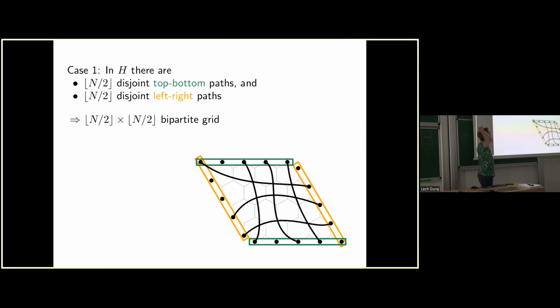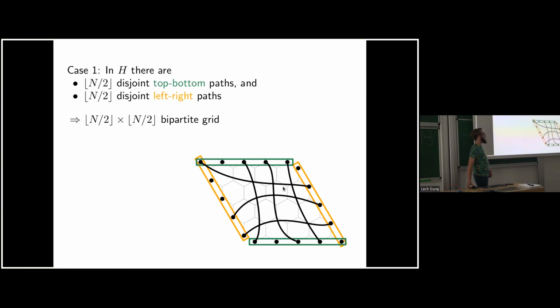So now we have two possible cases. The first case is that we can find many disjoint paths from top to bottom and many disjoint paths from left to right, where many is n/2. And this is the easy case because if we have something like this, then what we obtain is an n/2 by n/2 grid, which has the property that it's a subgraph of H, and therefore it corresponds to a bipartite wall. So in this case, we are good.